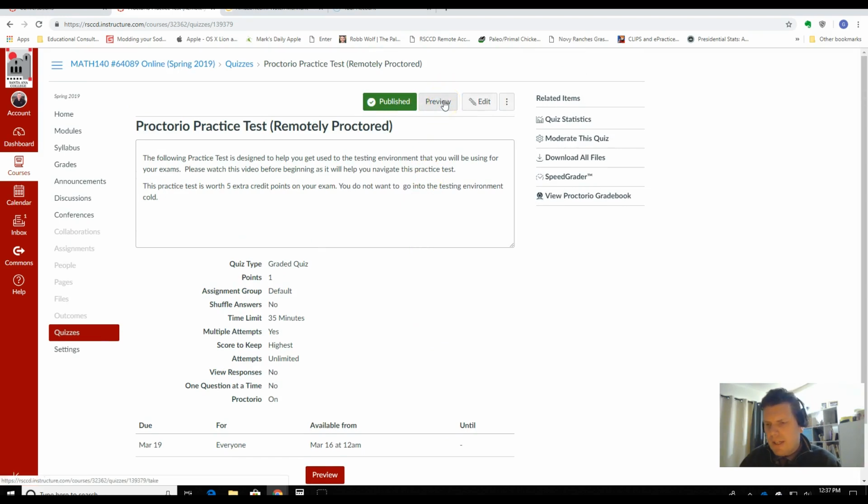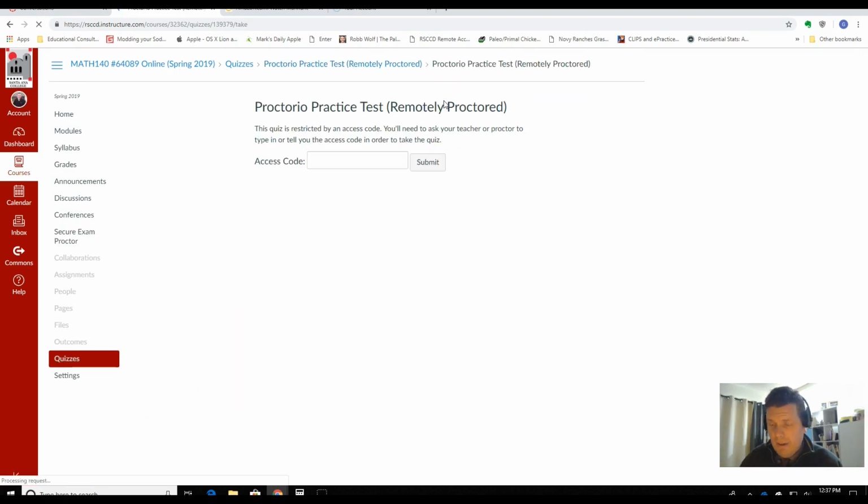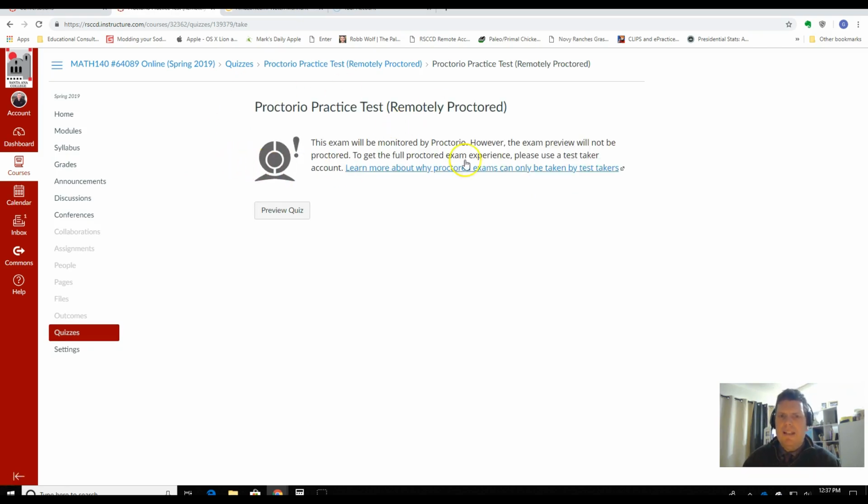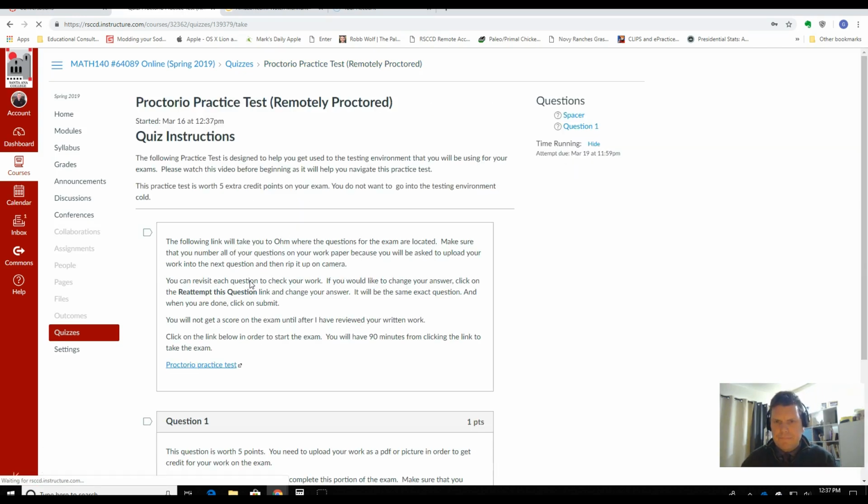Now, you're not going to be able to actually see the Proctorio design in here. What you'll see is that it'll say Proctorio practice test, remotely proctored. It's telling me that I can't get the experience because I'm not actually a student, but that's okay. I'm just going to preview the quiz. What you'll see in Proctorio is they're going to ask you to make sure that you have a webcam and a microphone associated with your computer, and to show your ID. So you'll have to go in and show your ID, and then it'll take you to the screen.